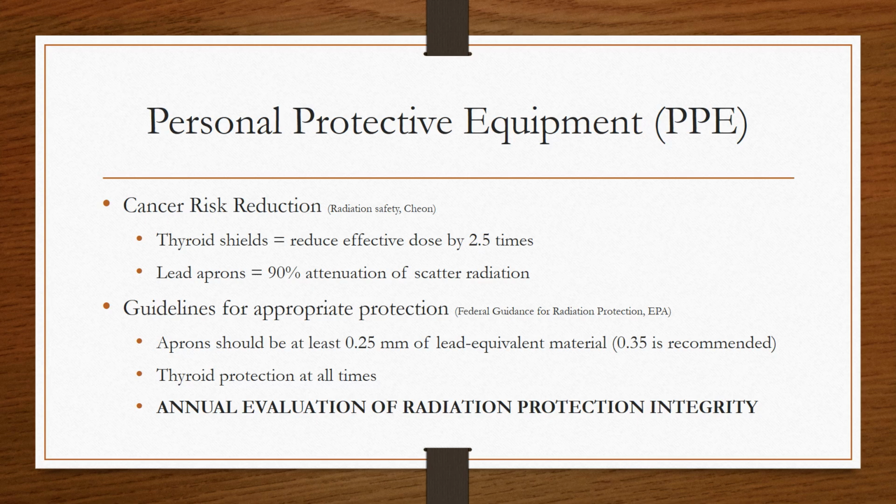I also listed some guidelines because not everyone knows that the equipment you wear isn't good for life. It actually deteriorates over time, and the EPA recommends that you have an annual evaluation of the PPE. This is to ensure the lead equivalent material is thick enough to protect you. It is also important to ensure the equipment fits correctly, so take the time to ensure you're being appropriately protected by doing an annual, and I repeat, annual inspection.